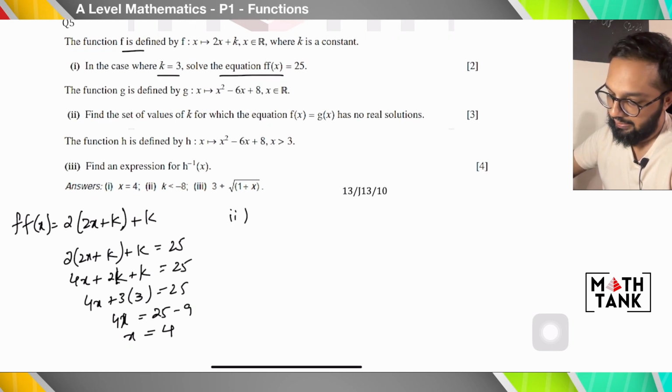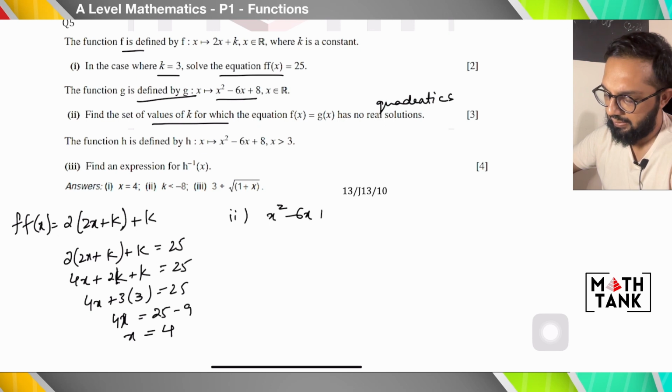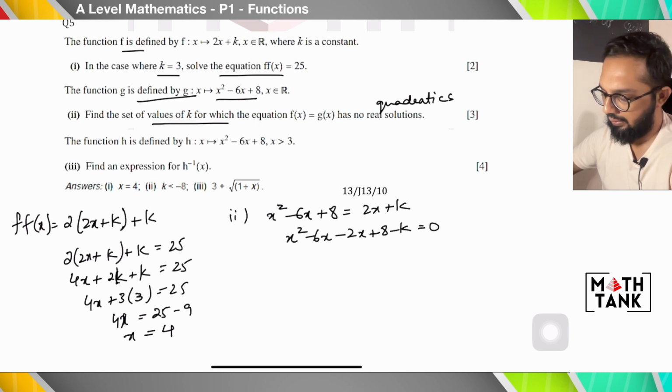Then part 2 says the function g is defined by a quadratic. Find the set of values of k for which the equation f of x equals g of x has no real solution. So this is a question from quadratics itself. So I'm going to say that x squared minus 6x plus 8 equals 2x plus k. Okay, so b squared minus 4ac is less than 0.